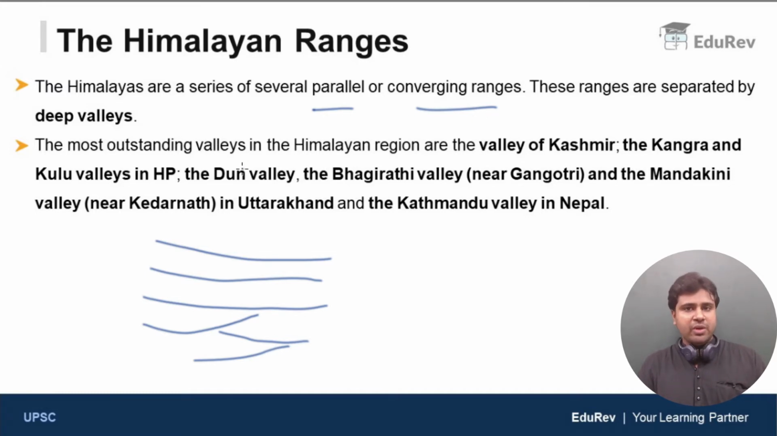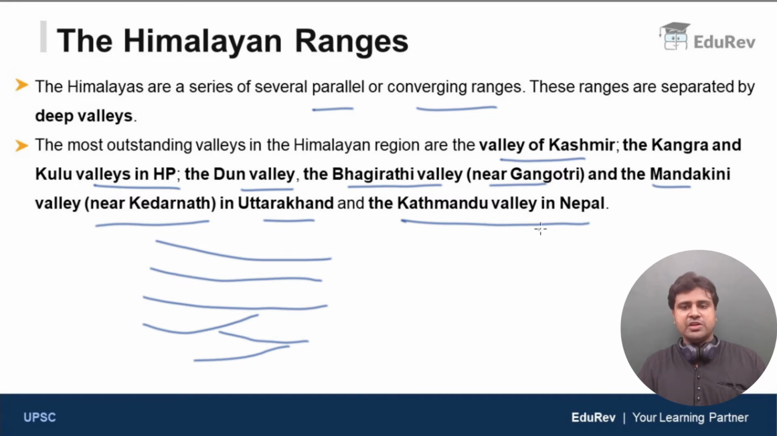The most outstanding valleys, that means very large and significant valleys in the Himalayan region, are the Valley of Kashmir, which we are going to discuss, the Kangra and Kulu valleys in Himachal Pradesh, very famous tourist spots, the Doon Valley, the Bhagirathi Valley near Gangotri, and the Mandakini Valley near Kedarnath in Uttarakhand, and the Kathmandu Valley in Nepal. So these are the most important and significant valleys.